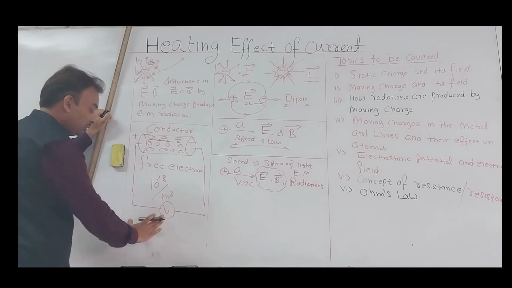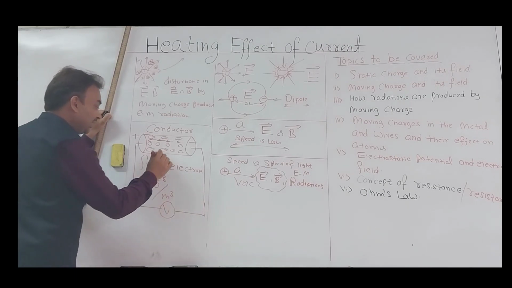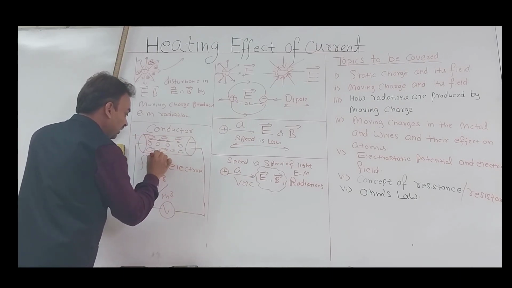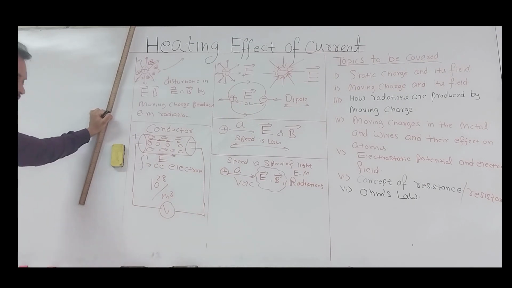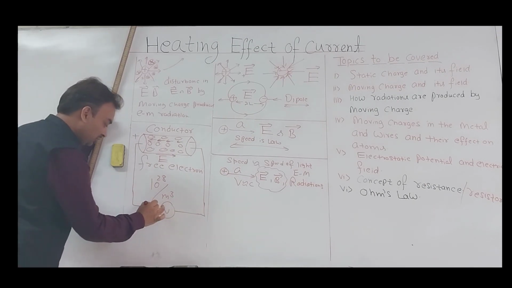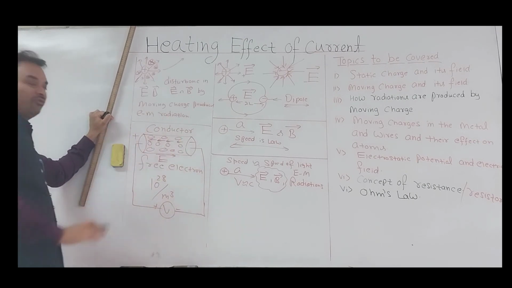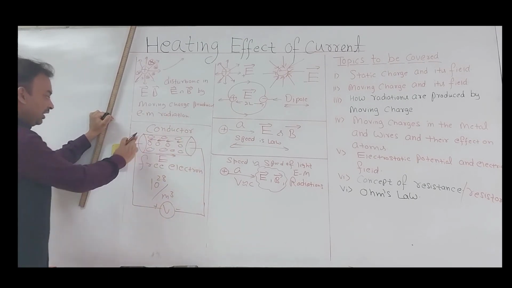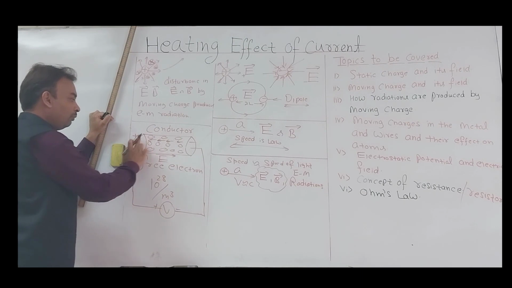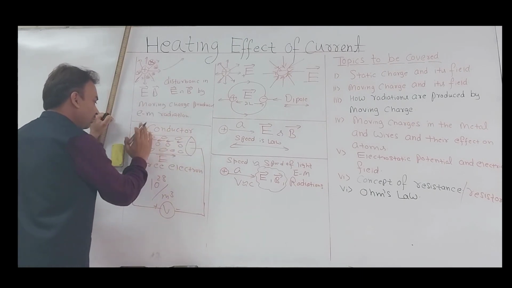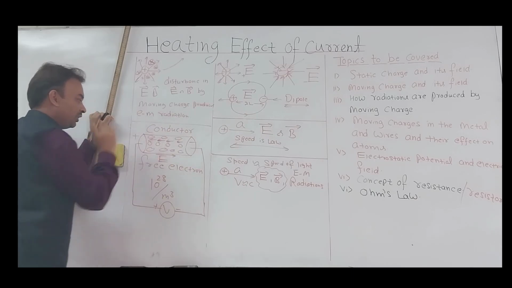So you see, now this potential produces an electric field from positive to negative. Due to this potential, the electric field is established. This side is positive, this is negative. The direction of the electric field is from positive to negative, so electrons are moving from negative to the positive.